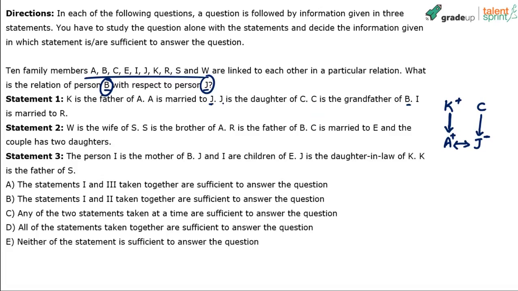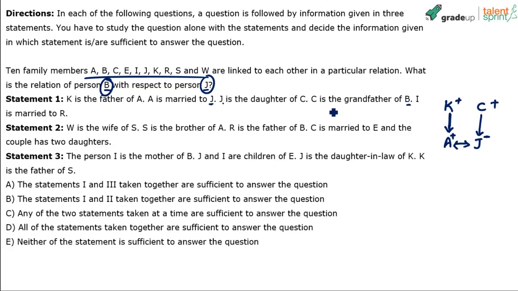Now look at the next point. C is the grandfather of B. J is the daughter of C. C is the grandfather of B. So definitely C is male. Now there comes a question. C is the grandfather of B means what? B is C's child's child. C is son's child or C is daughter's child. Both are possible.